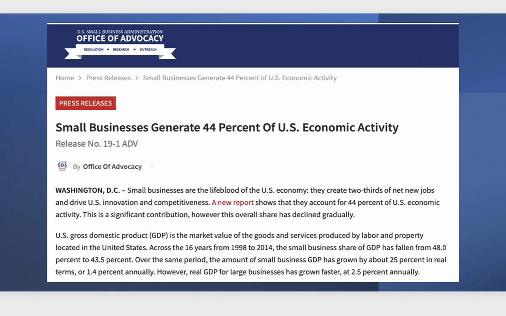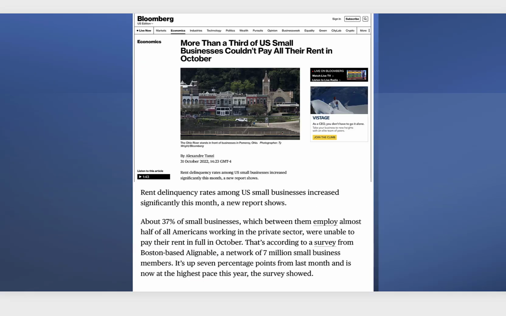Because if you take a look at what's happening to small businesses, this came out early in the week from Bloomberg. More than a third of U.S. small businesses couldn't pay all their rent in October. So this tells us that small businesses are ailing and it's not getting any better. They're behind on their rent, telling us that they're suffering from an economic slowdown. And if that represents 44% of our GDP and more than a third of these small businesses are hurting, well, you can do the math and know that that's pretty negative overall.